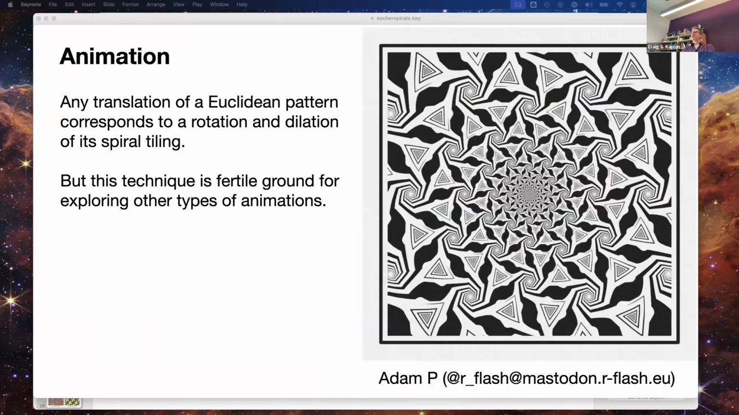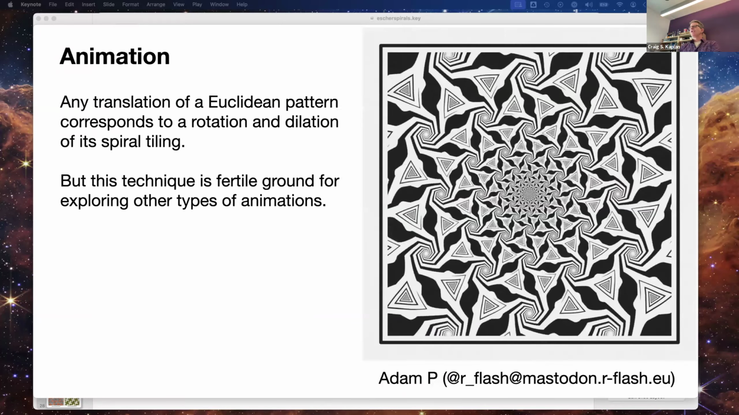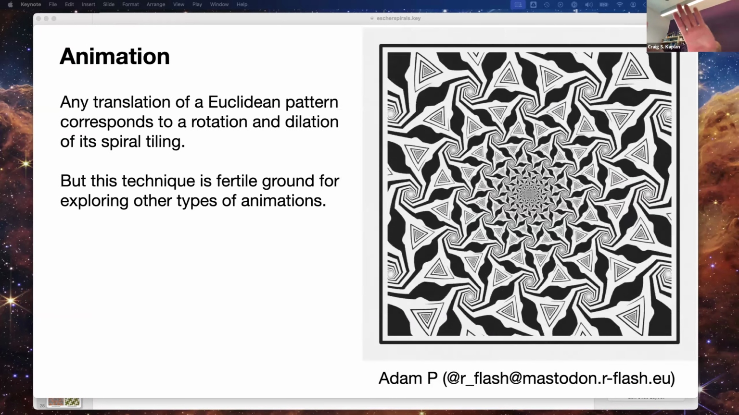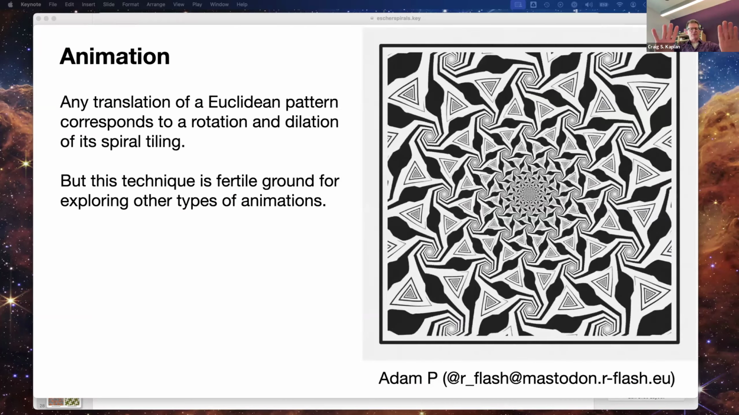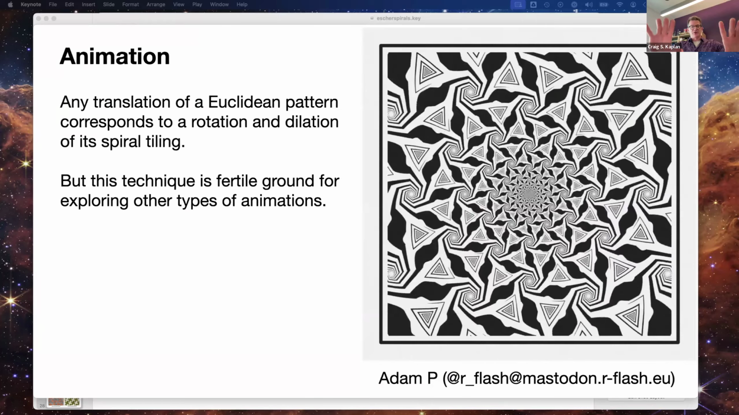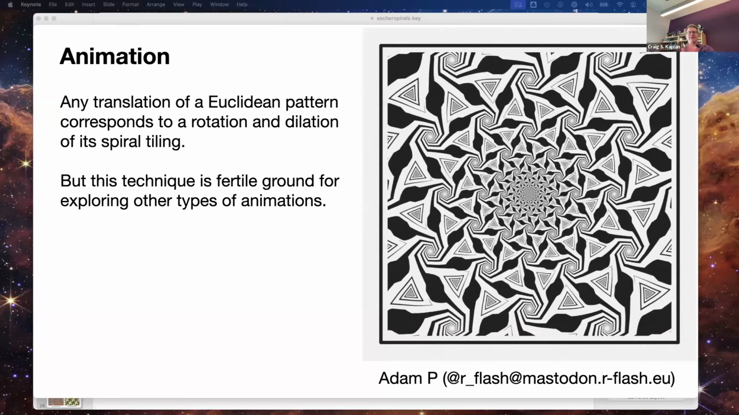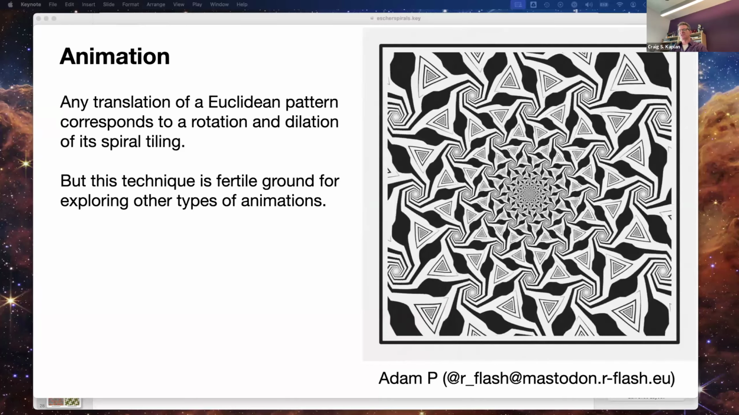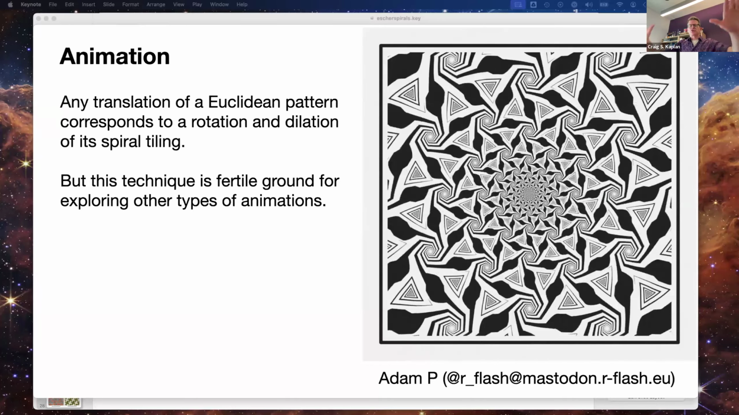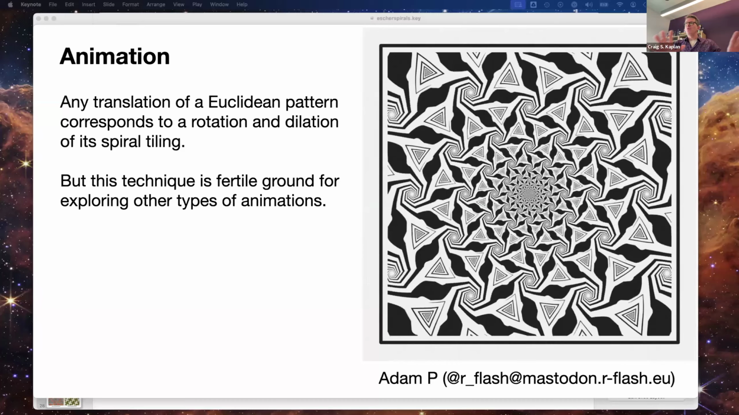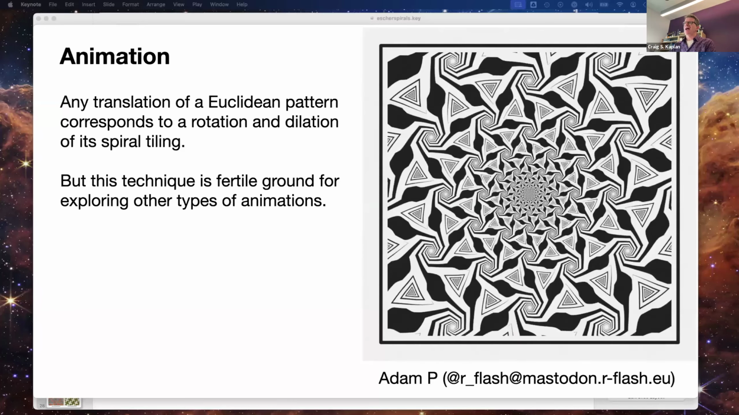I should say just a little bit about animation. Obviously, if I have a pattern in the Euclidean plane that repeats vertically with period 2 pi, any translation of that repeats vertically with 2 pi as well. So you can translate at will, however you want, and get an animation.